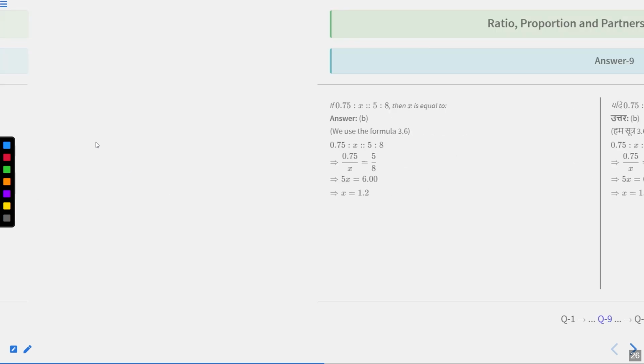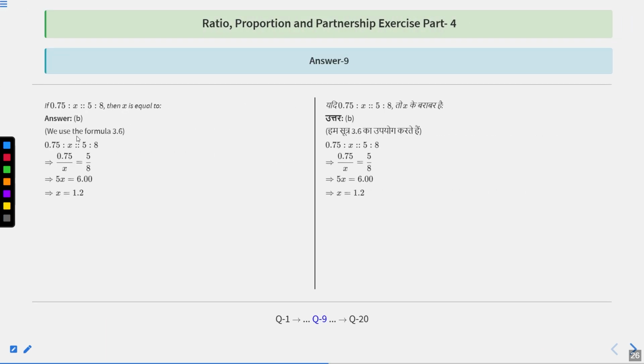Time's up. Let's see the solution. We are using formula 3.6 in this question. 0.75 ratio x is proportionate to 5 ratio 8. It is given. Okay. So we can write in fraction form. 0.75 upon x equals 5 upon 8. When we solve it, we get 5x equals 6. So x equals 1.2. B is the correct answer.